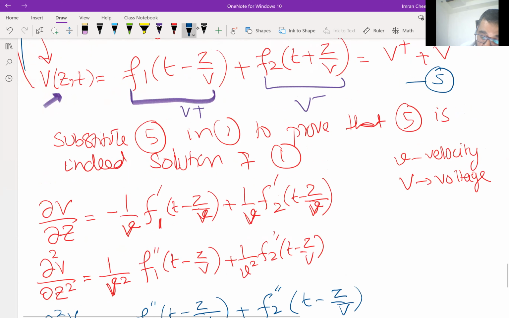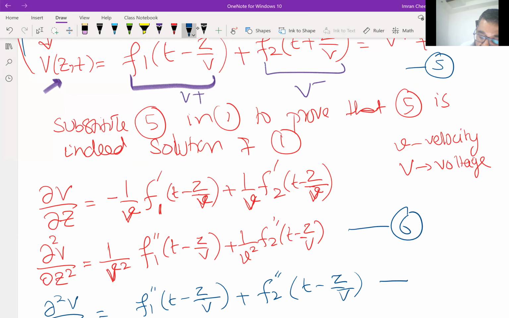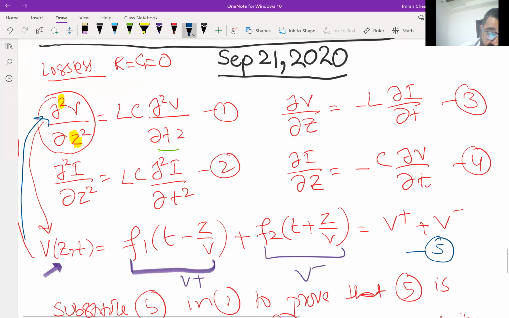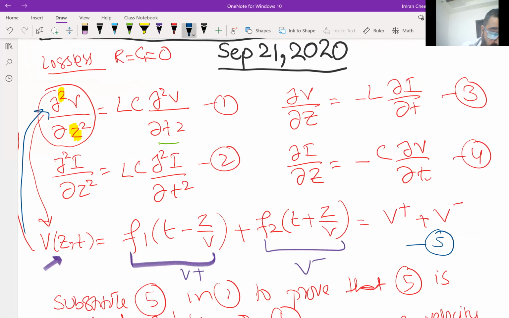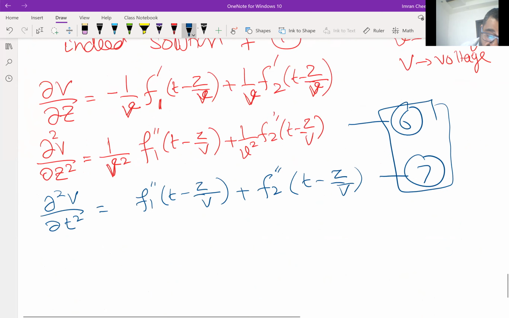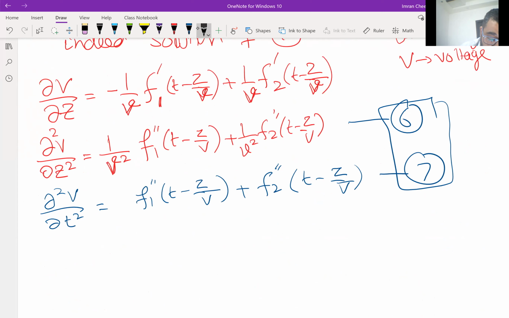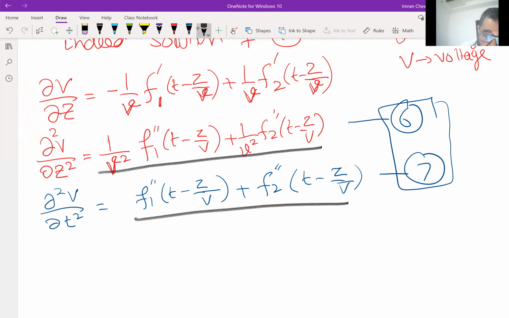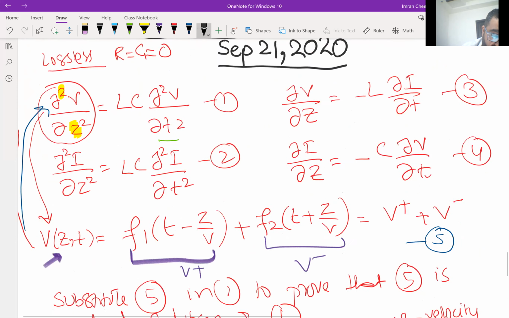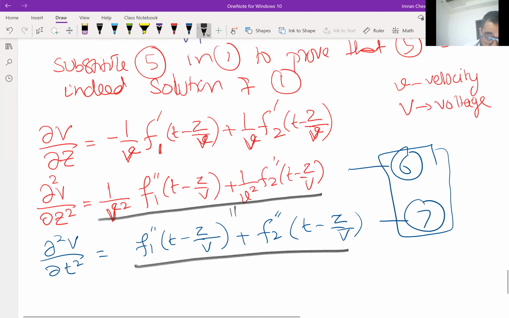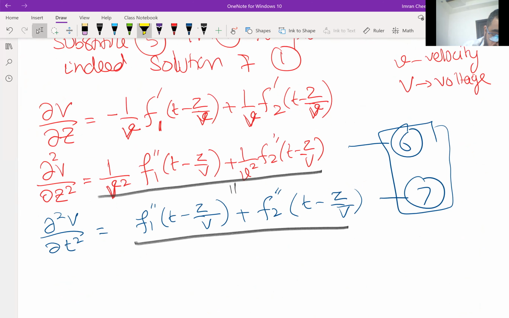So what we can do now, this is the equation 6 and this is the equation 7, and I'm going to see that this equation 6 and 7 needs to satisfy this equation 1. So left hand side is this guy and right hand side is this guy. So you can see this thing. Are they equal? You can see this right hand side is being multiplied by LC. So let's do that actually.